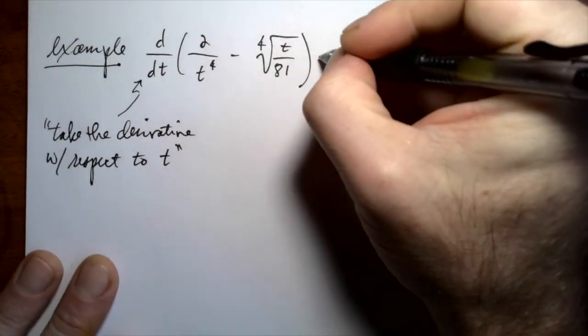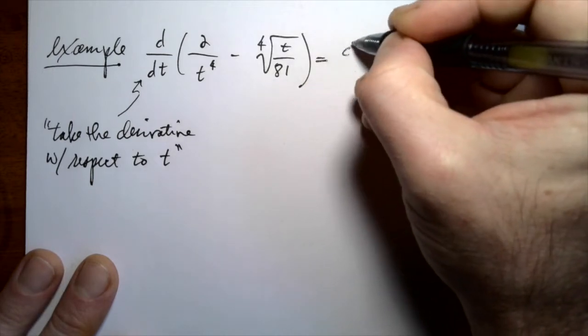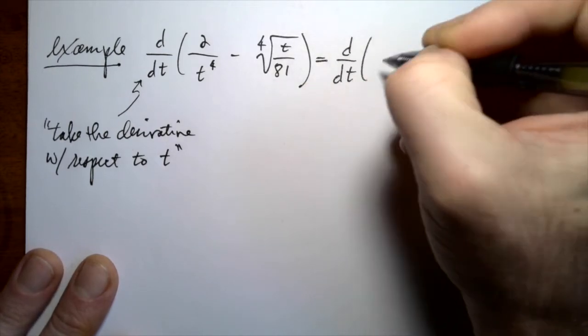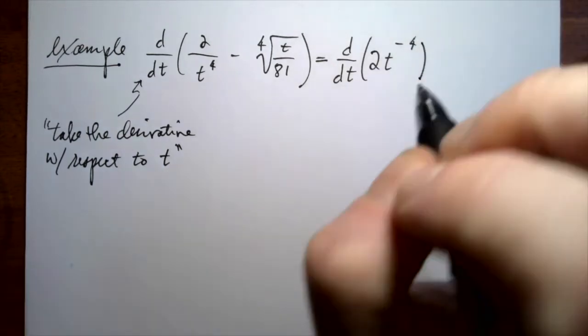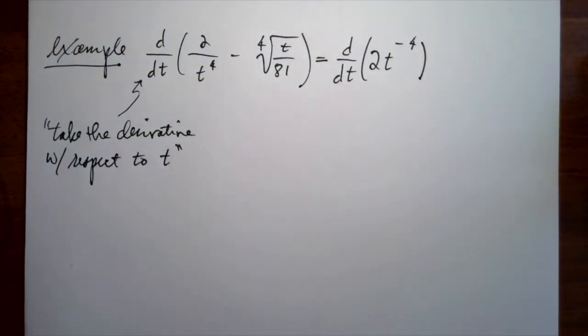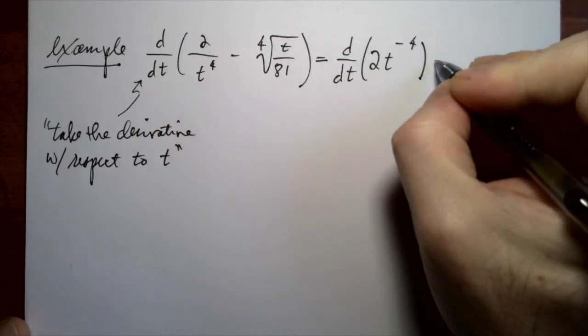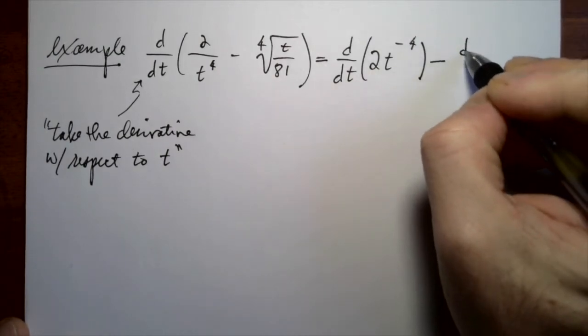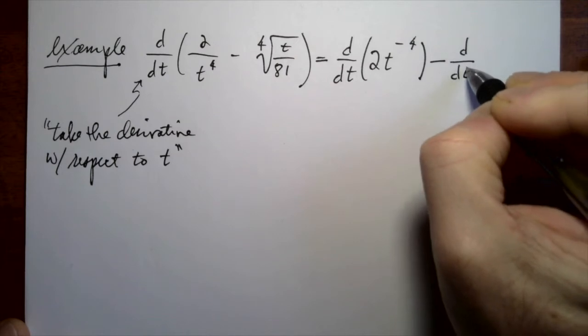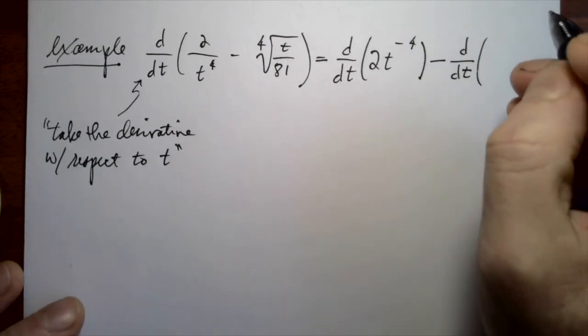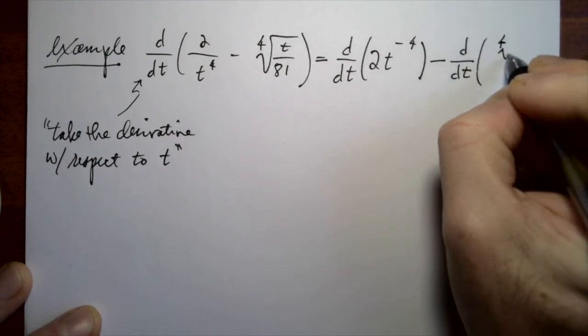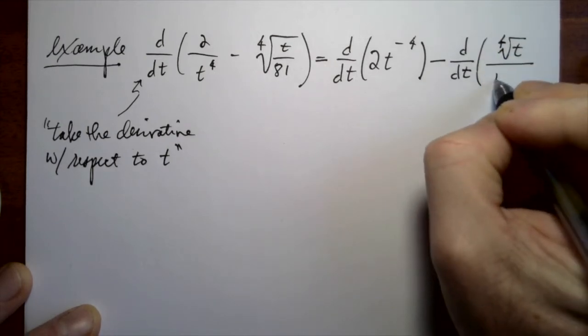So again, we're going to use the power rule. Let's first write each piece as a constant times a power of t. For the first piece, that would be t to the minus 4, because 1 over t to the 4th is the same thing as t to the minus 4. For the second piece, we need to be a little bit more clever. First of all, I'm going to separate the 4th root of t and the 4th root of 81.